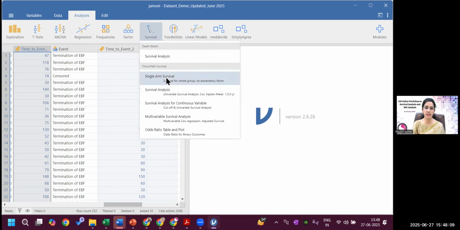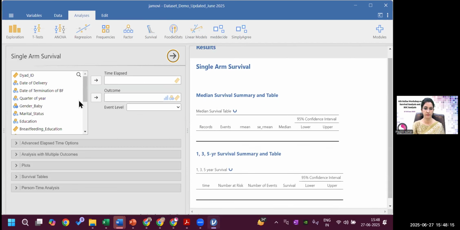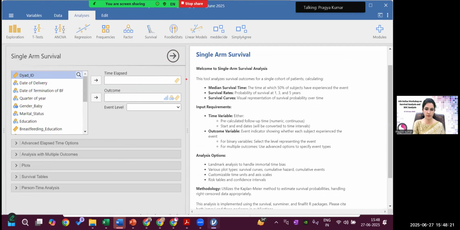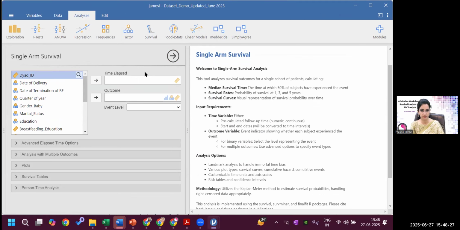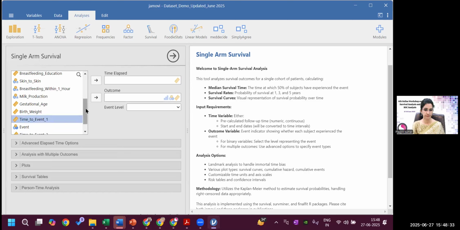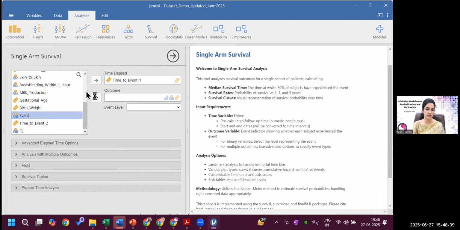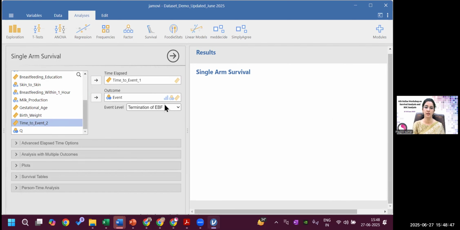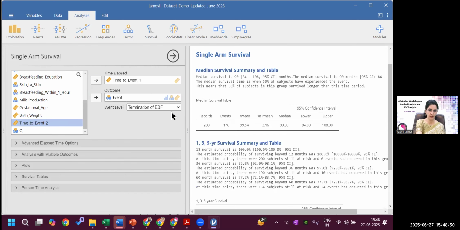Click on this single arm survival. I only want the overall survival, so I'll click on that. And then for the time elapsed, you can see this is a continuous variable, so I will include the time to event here. And then the outcome is the event, so I will include the event here. And then you have to define the event level. I don't want censored. My event is termination of breastfeeding, so I'll select termination of breastfeeding from this option.